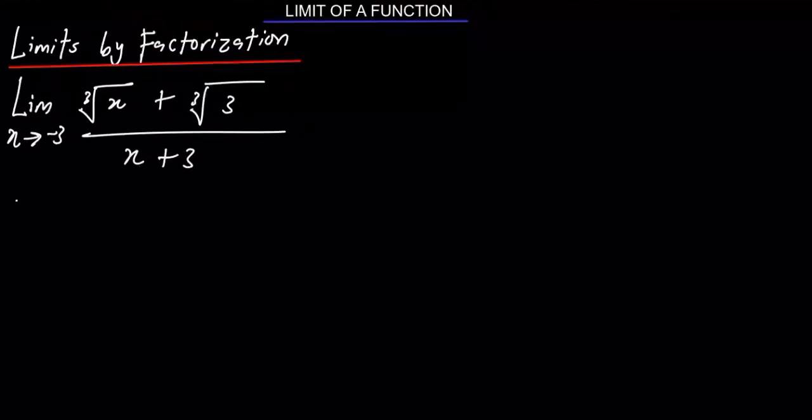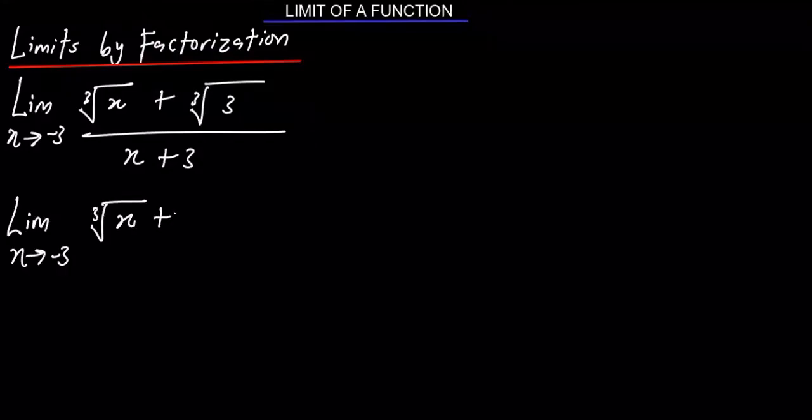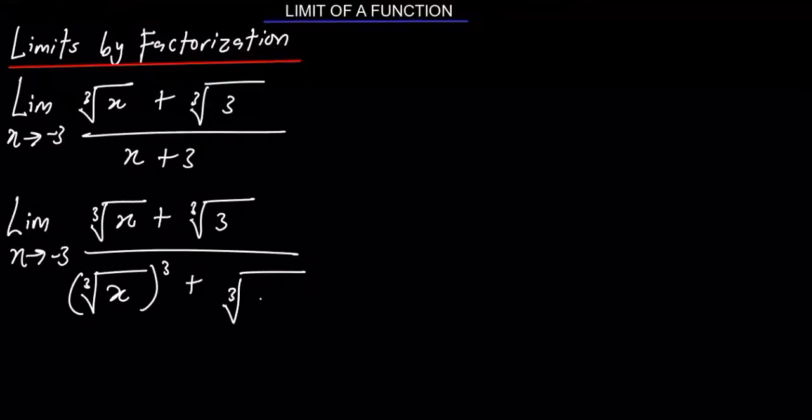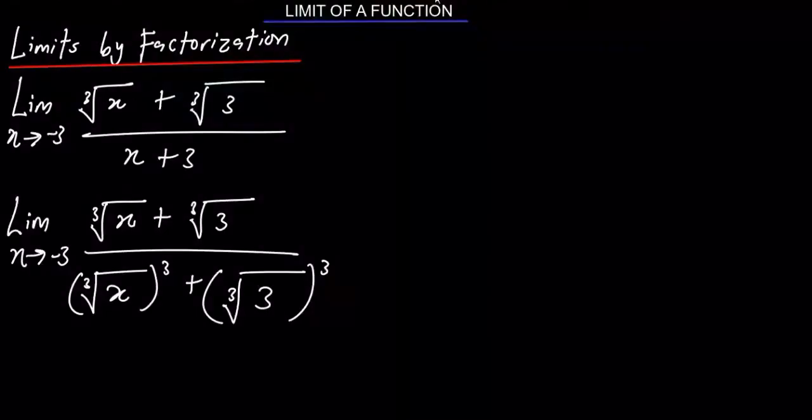I'll just use that previous identity, which is the limit as x tends to minus 3. Then this is what? Cube root of x plus cube root of 3 over, I will write this as cube root of x cube, then cube root of 3 cube. If you observe this, you see that if this takes care of this, I'll still have my x back. So I've not changed anything. Good. Now, after this, what's the next step?